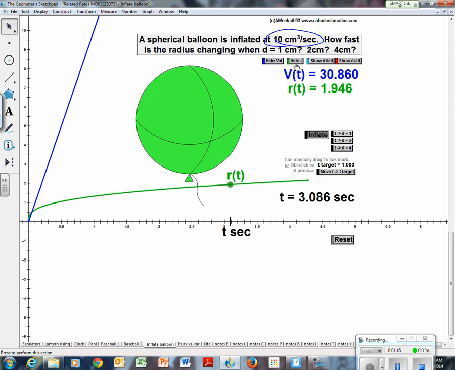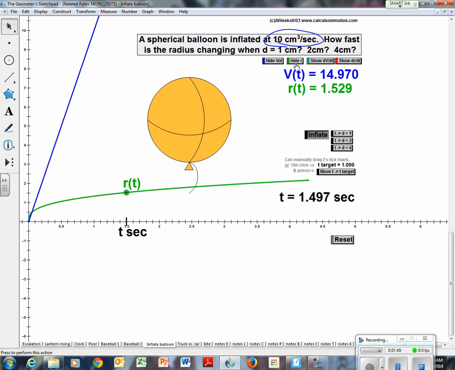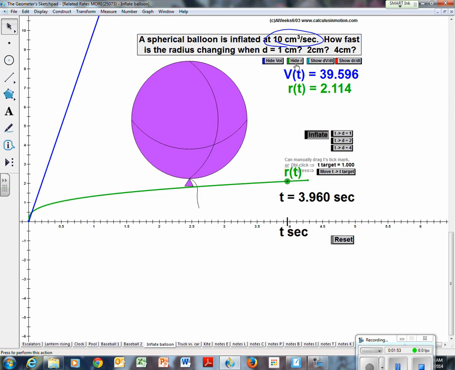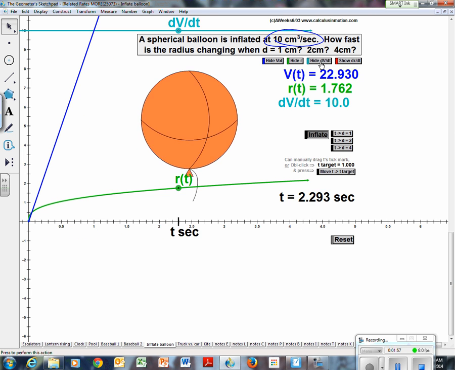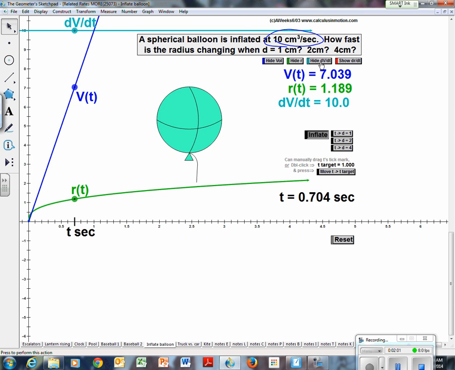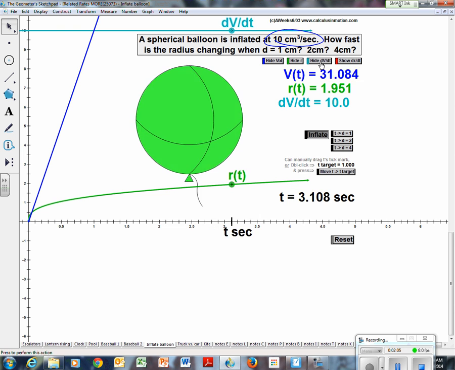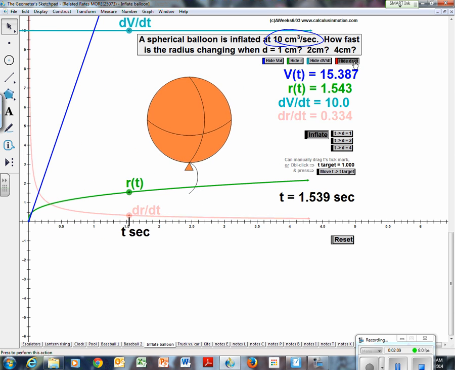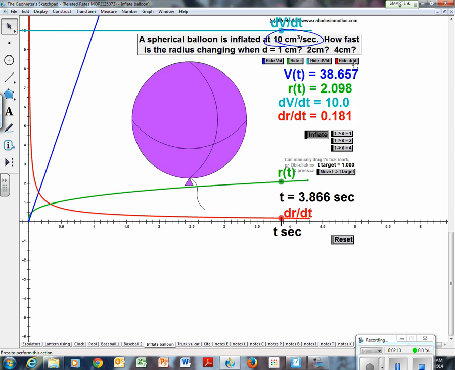Here's the curve for the radius. As that balloon picks up volume, the radius is changing less quickly as we move to the right in time. We could show the volume, dV/dt, which is the change of volume over change of time. And notice that we get a linear function up there. It's nice and steady. And dr/dt, we can also show that. And look at that red line.